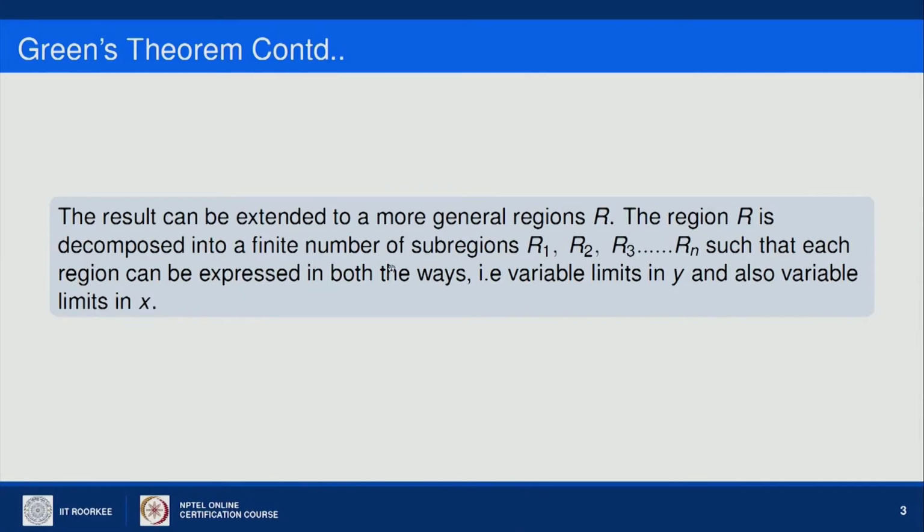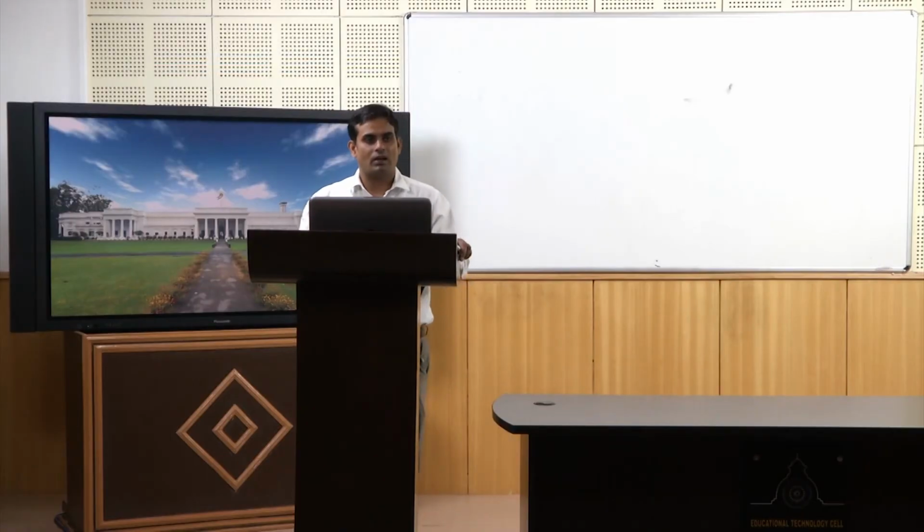The region R is decomposed into a finite number of subregions like R1, R2 up to Rn, such that each region can be expressed in both the ways. Both the ways means the constant limit in x and variable limits in y, and vice versa. I have given two examples just now. Now, we will take some examples on Green's theorem.